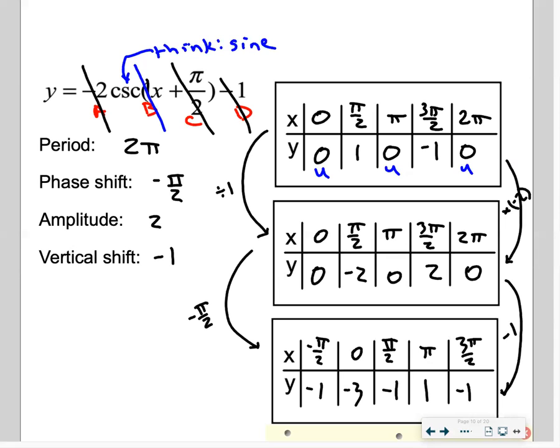Oh, I forgot my u's. I forgot to carry those down. That's undefined. And then you go u here, undefined, undefined, undefined. Just carry those same spots down.